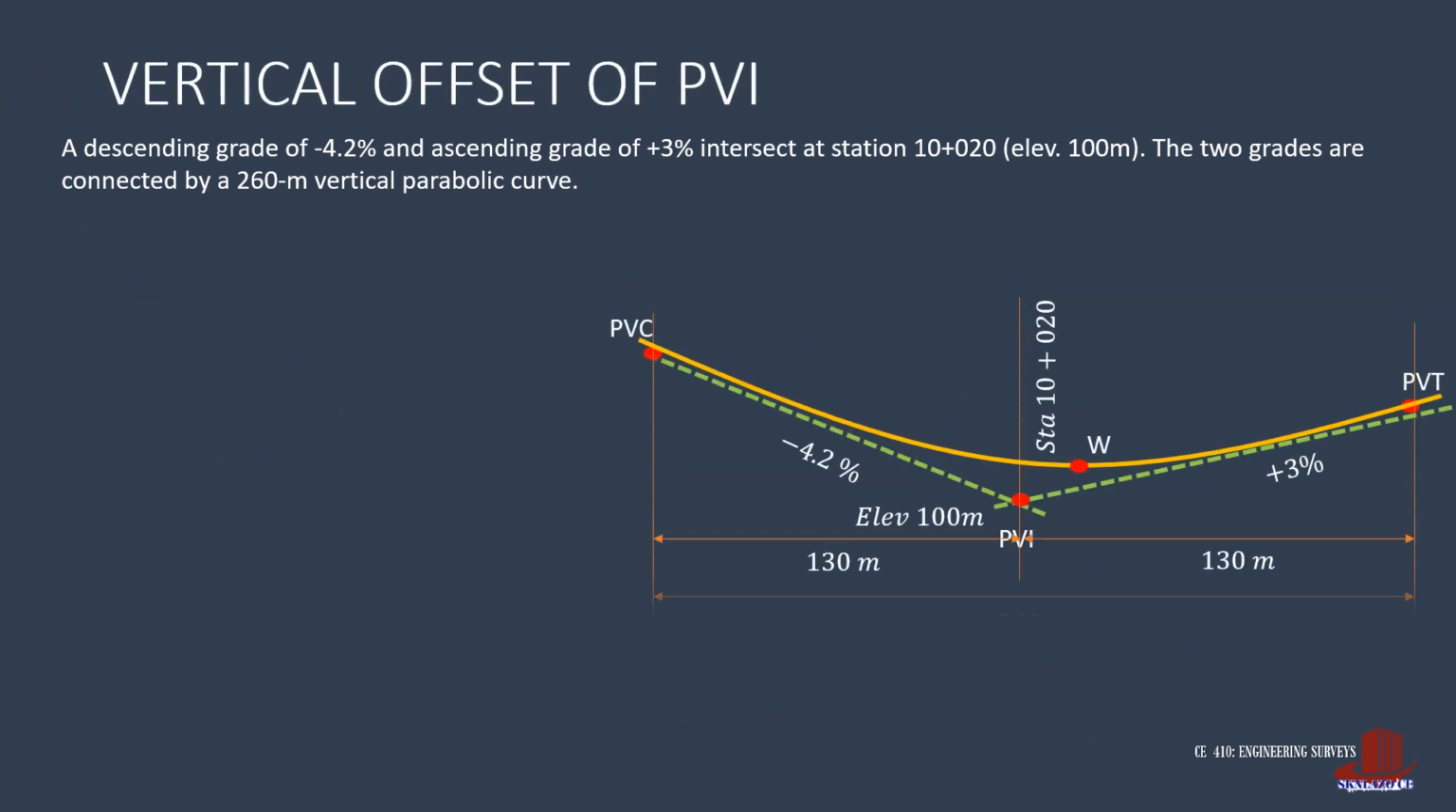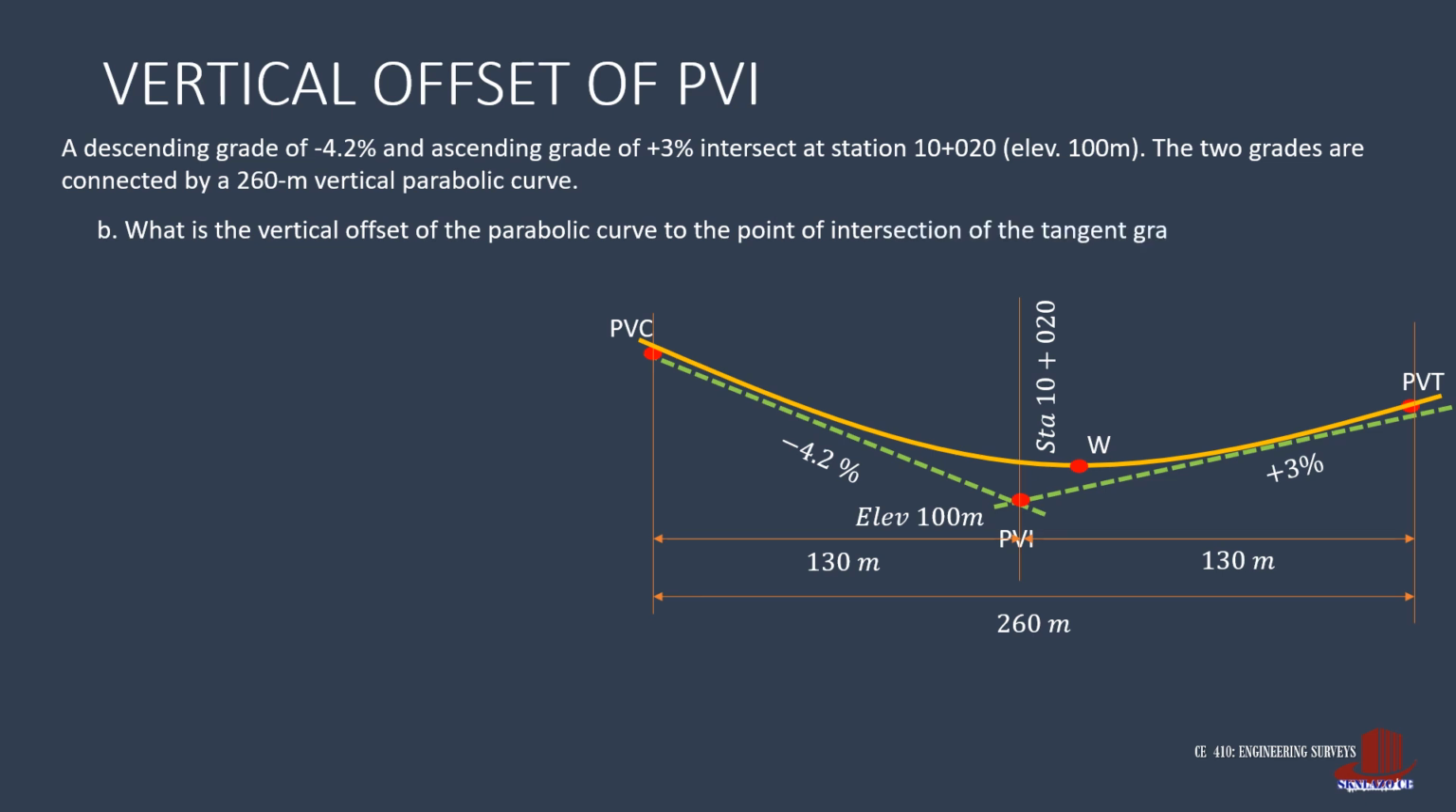The next task is to identify the vertical offset of the point of intersection to the curve. This is simply looking for h. And since we already have a derived function for this, which is A over 8 of L with the difference of the gradients, we only need to plug the figures. That's 260 over 8 multiplied by negative 0.042 less 0.03, where h comes out to be 2.34 meters.